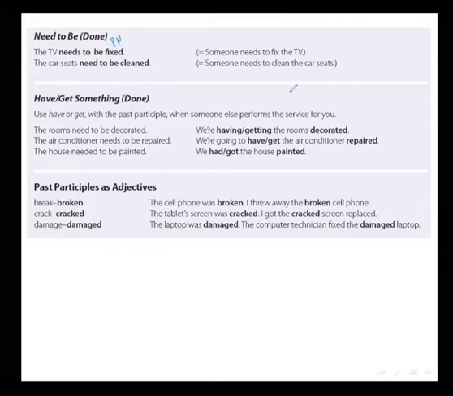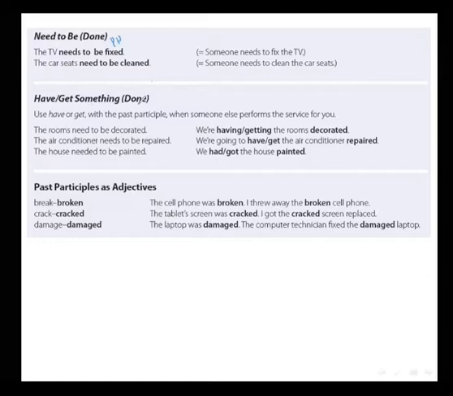For example, the TV needs to be fixed. Needs to be plus past participle. That means someone needs to fix the TV. It's passive. Okay? I don't know who will fix the TV. The car seats need to be cleaned. Someone needs to clean the car seats. Okay? What about the next structure?